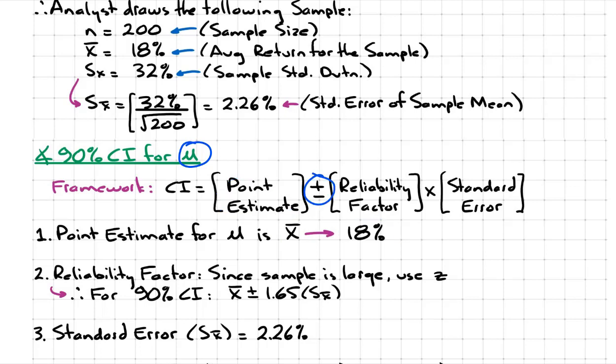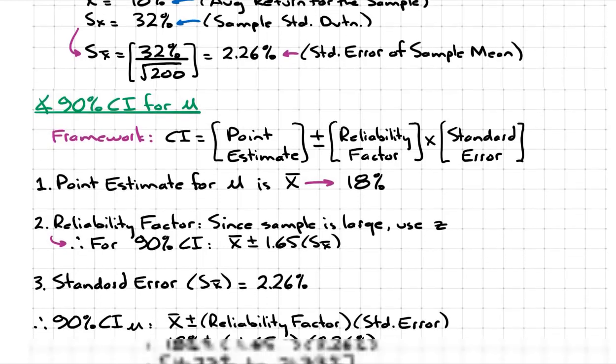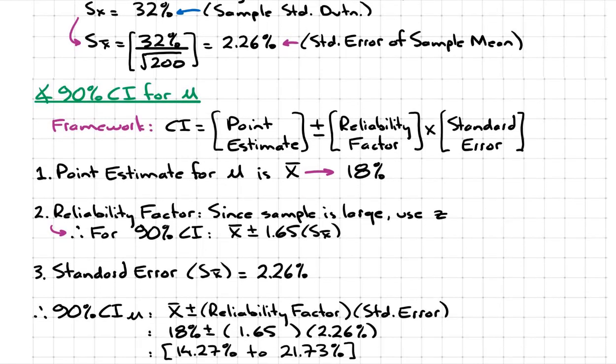So the next question is, if you're trying to construct a range, how far above and below would you go relative to this estimate in order to construct a 90% range? Now that's referred to as the reliability factor. So that tells us how many standard errors we need to go on either side of our estimate. Now for reliability factor, we need to determine whether we need to use a Z distribution or T distribution.